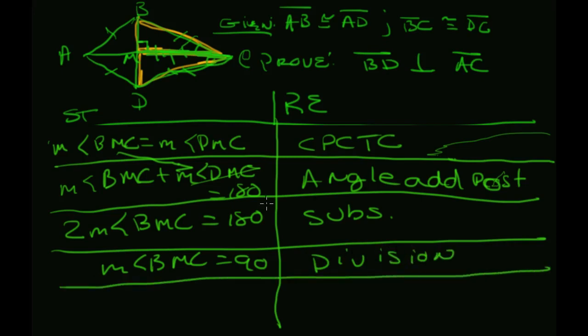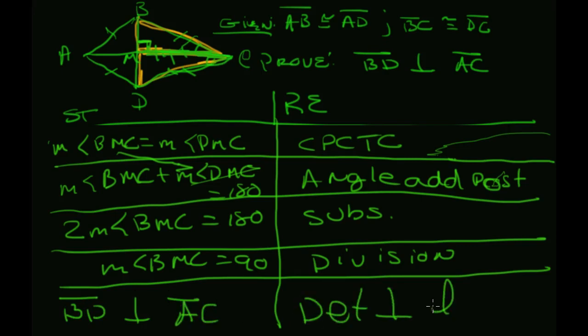And finally, if that is a 90-degree angle, this means in fact that BD is perpendicular to AC, because that is the definition of perpendicular lines. So we've just shown that if I have a kite, its diagonals have to be perpendicular.